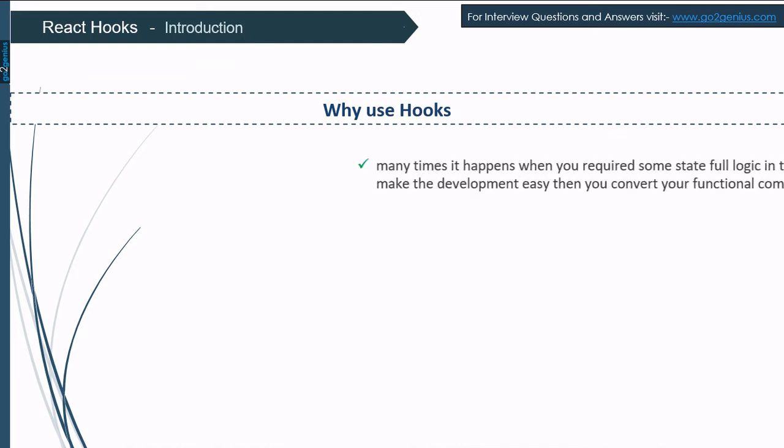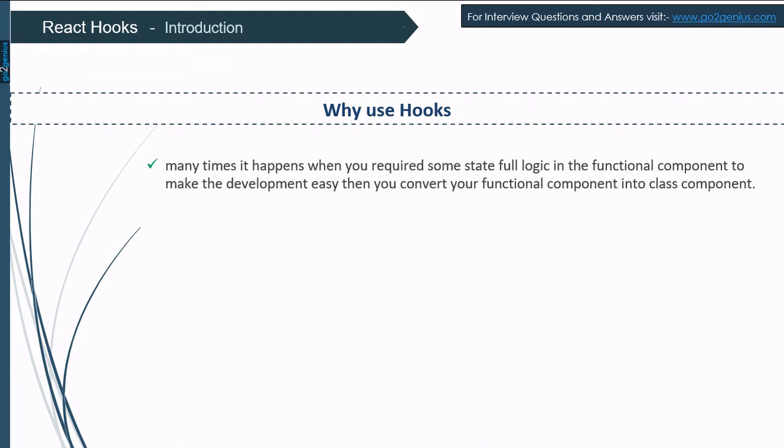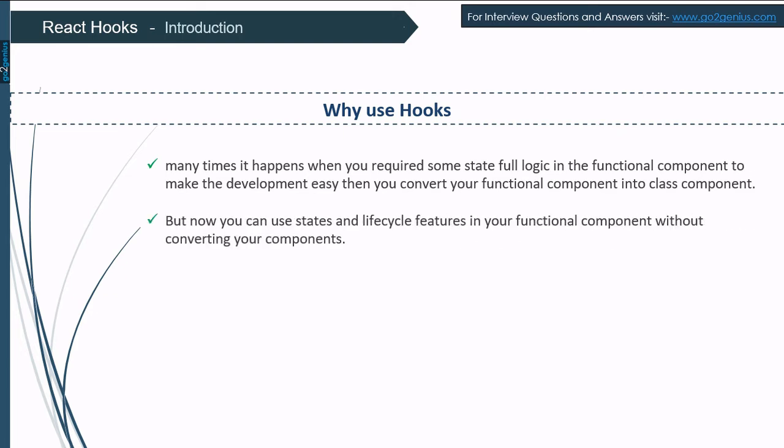So let's see. Many times it happens that you require some stateful logic in your functional component to make development easy. Then what do we do? Generally we convert our functional component into a class component to use the state and lifecycle methods. This is a very easy step for the developer. Generally developers do this. But now you can use state and lifecycle features in your functional component without converting it into a class component.